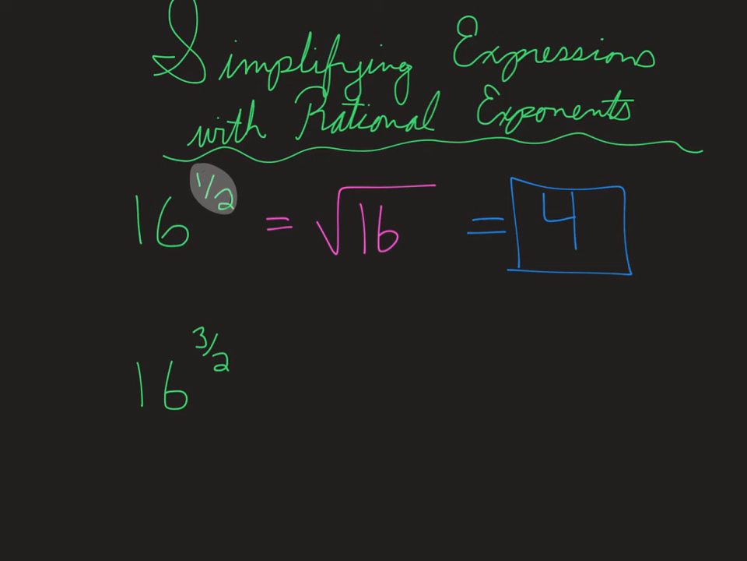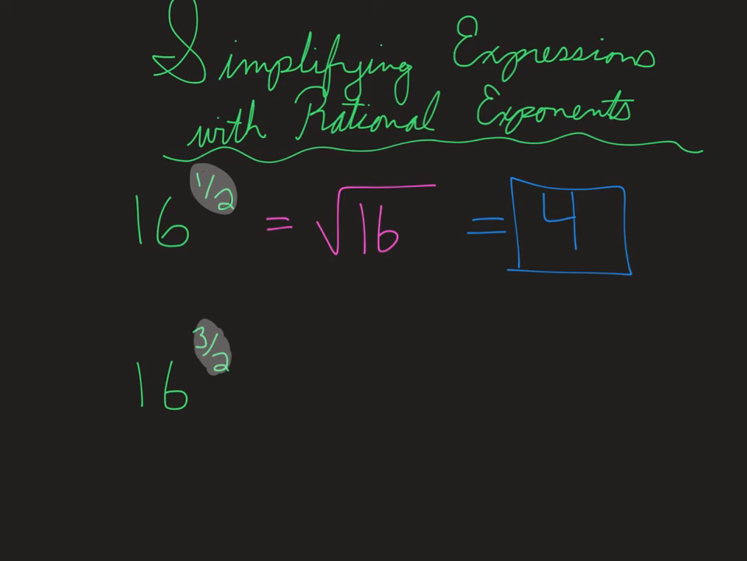So I'm going to use a similar expression here, but a little bit different. So in this next one, we have 16 to the 3/2. So again, this is in rational exponent form because you do have an exponent that is a fraction. So I'm going to kind of break this down a little bit. We knew that 16 to the 1/2 was the same as the square root of 16.